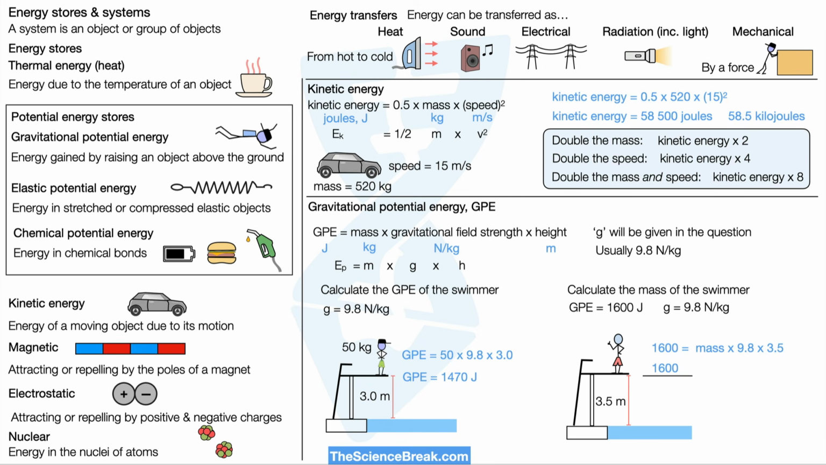Rearranging the equation will give us 1600 over 9.8 times 3.5. Important to put that in brackets. That will give us the mass, and if we put that into our calculator correctly, we'll get a mass of 46.6 kilograms for that one. So that's gravitational potential energy and a couple of examples.